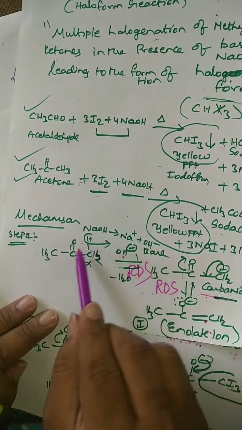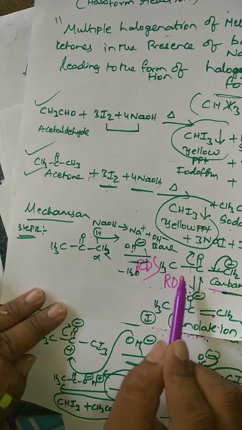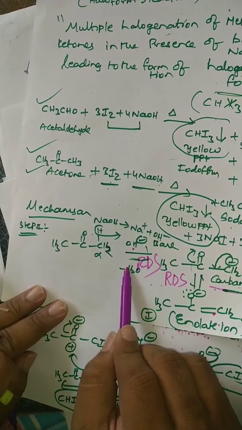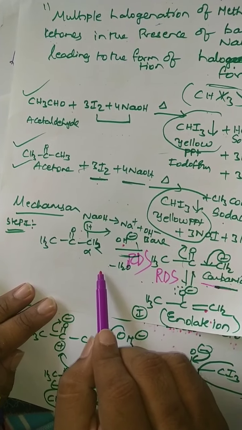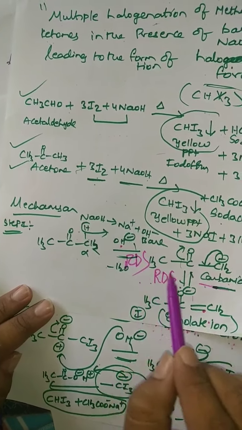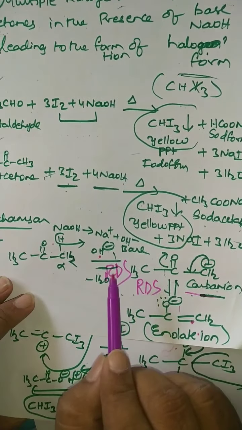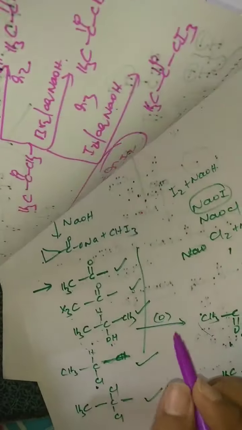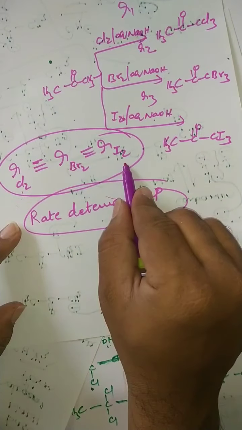So in this rate determining step, no halogen is involved, no chlorine, no bromine, no iodine. That's why the entire rate of the reaction is controlled by the rate determining step. So here no halogen is involved, so the rate of reaction doesn't depend upon the type of halogen. That's why the rate of chlorination is equal to bromination is equal to iodination.